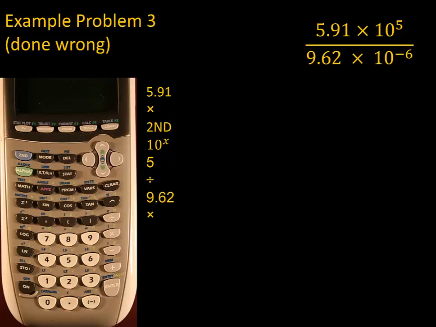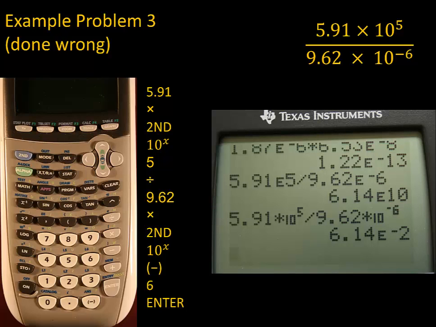9.62 times second 10 to the x, that same button again. Now we've got a negative exponent, so we use the minus sign wrapped in parentheses, and then 6. And then we hit enter. The result of the calculation is shown here.